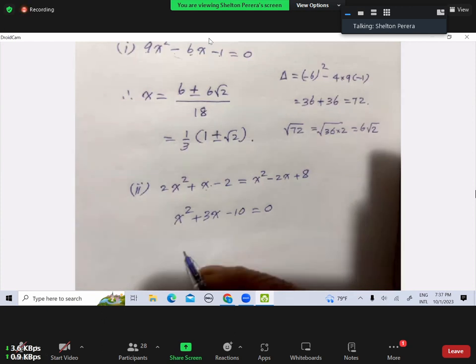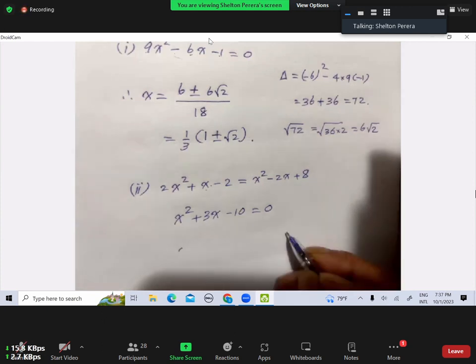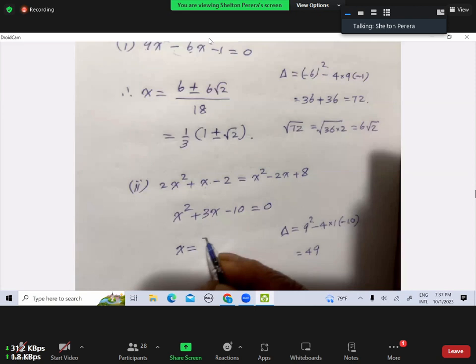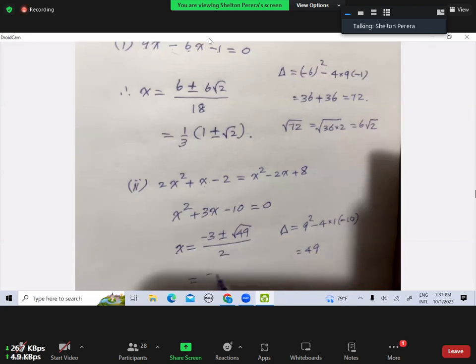So using the quadratic formula, let's find delta first. Delta is b squared, meaning 3 squared, 9, minus 4 times a is 1, c is negative 10. That simplifies to 40 plus 9, 49. Wow, 49. So if you take square root of delta, let me write it that way here. x equals negative b, negative 3 plus or minus square root of b squared minus 4ac, square root 49. I could have just put 7, divided by 2a. So this is equal to negative 3 plus or minus 7 over 2.